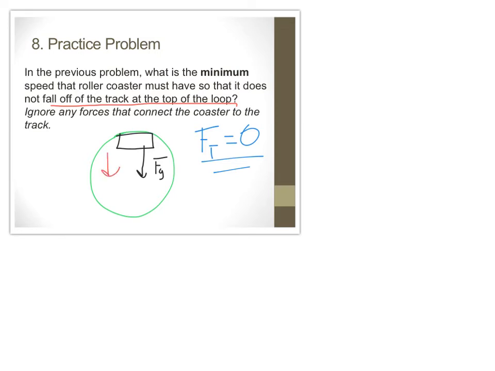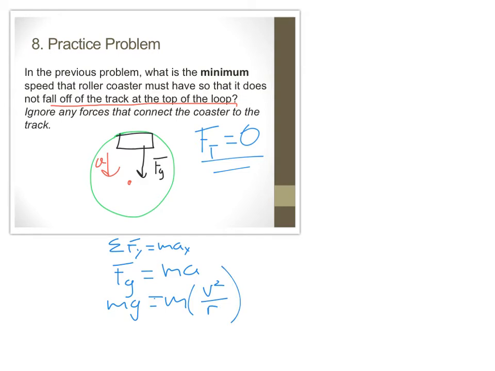We know our object is accelerating inwards because it's traveling in a circle, and so when we go and set up our F equals ma, it's just the force of gravity that's providing that inward acceleration. And so it's just going to be Fg equals ma, so mg equals m times v squared over r. We could put in the mass because we know that mass from the previous problem was 1200, but it just cancels out, so I'm not even going to bother.